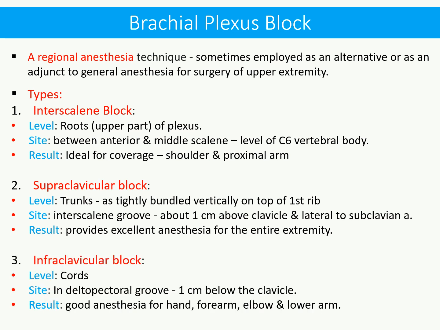Number three is infraclavicular block. The anesthetic agent is injected at the level of the cords in the deltopectoral groove 1 centimeter below the level of the clavicle. It gives good anesthesia for the hand, the forearm, elbow, and the lower arm.